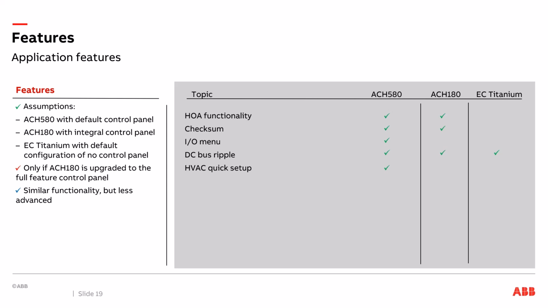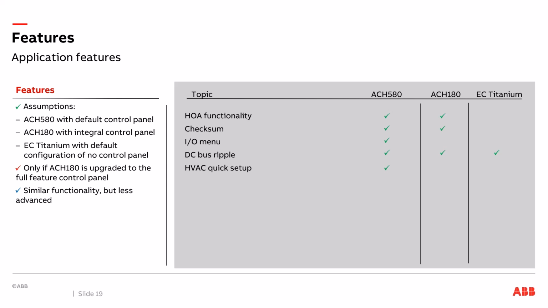You don't have to get a multimeter out and figure things out or go navigating into parameters. The 180 and EC Titanium, you can get the same type of information if you're navigating through things, but the 580 really makes it easy for you to get on a single I/O menu. DC bus ripple, that's a feature that all three of these drives have, so I think that's pretty cool. That lets you know if you've got some power quality issues where maybe your phases are imbalanced, you can take a look at your DC bus ripple.